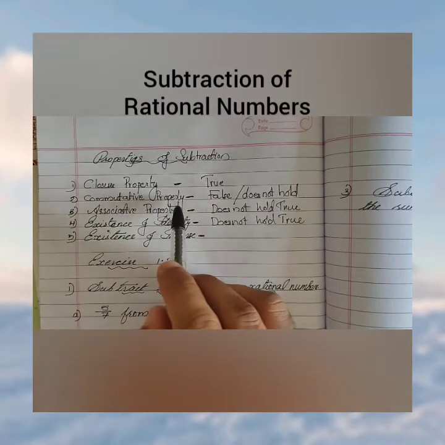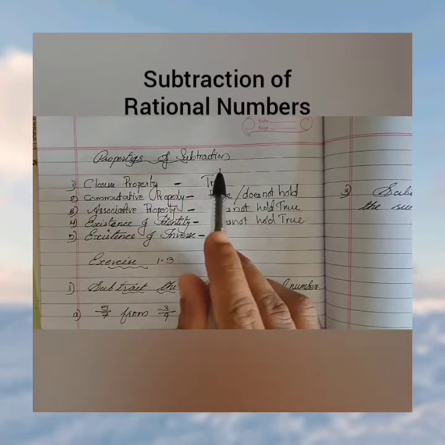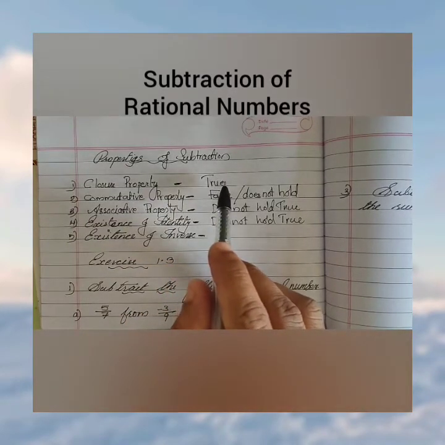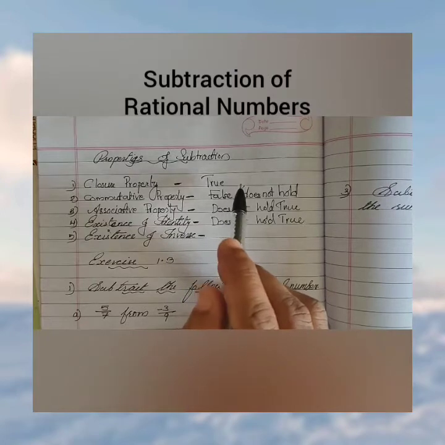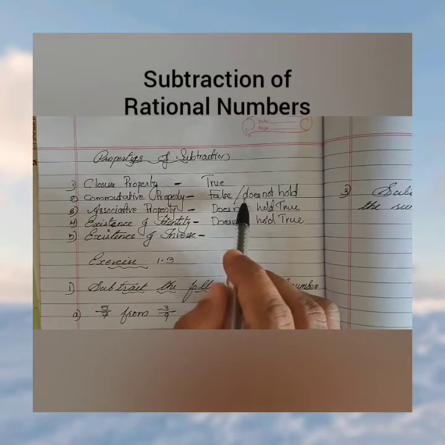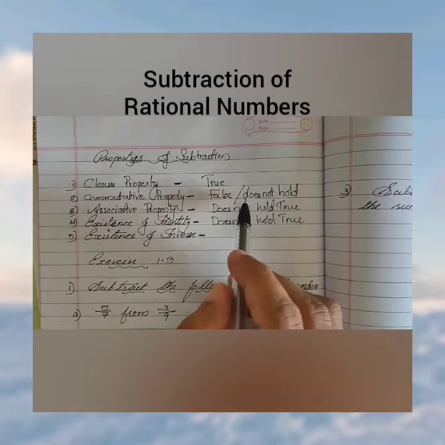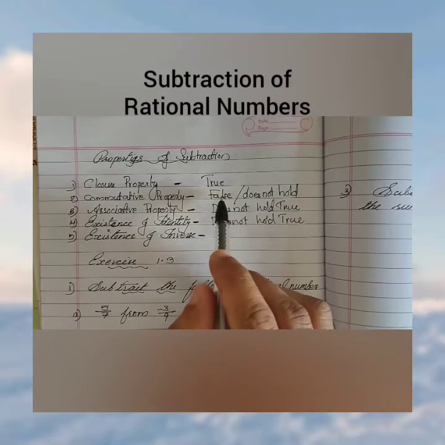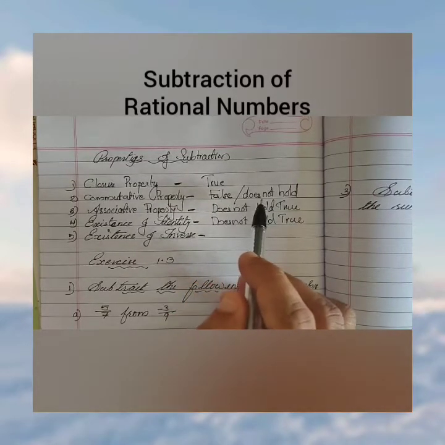But in the commutative property, in addition we have studied that when we add two rational numbers, if the order is changed, it will not affect the result. The result will be the same. But in subtraction, when we change the order, it will affect the result. We won't get the same answer. Therefore, the commutative property does not hold true in the case of subtraction.